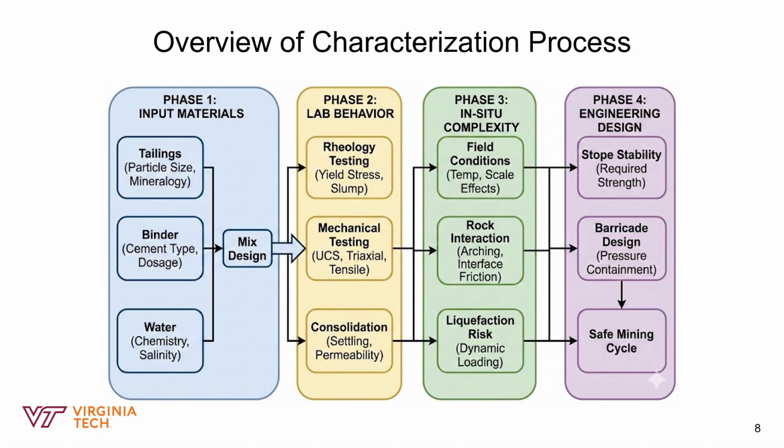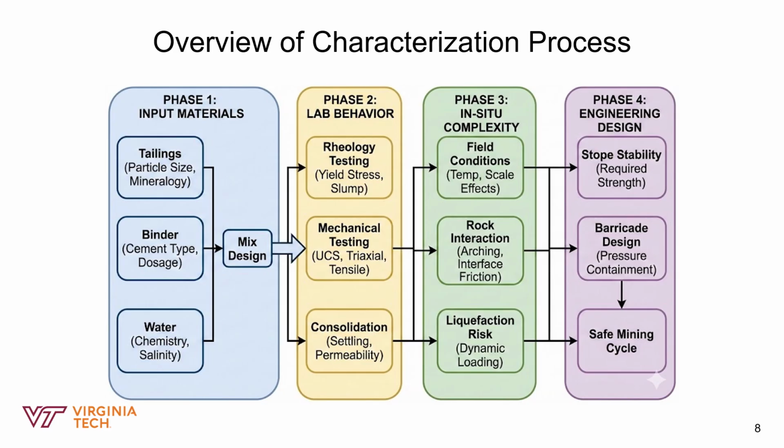So this flowchart represents the roadmap for studying this backfill material. It just breaks down the characterization process into 4 logical phases. Phase 1 on the far right is the input material. Before we can design anything, we need to know what we are working with. This involves the particle size of the tailings. It also involves choosing the right binder and checking the water chemistry. These 3 ingredients come together to form our mix design.